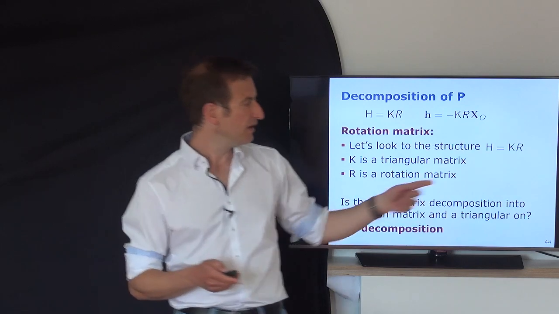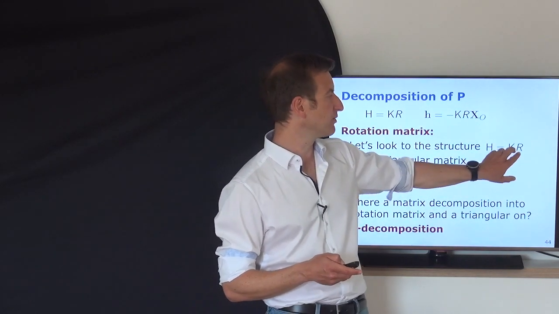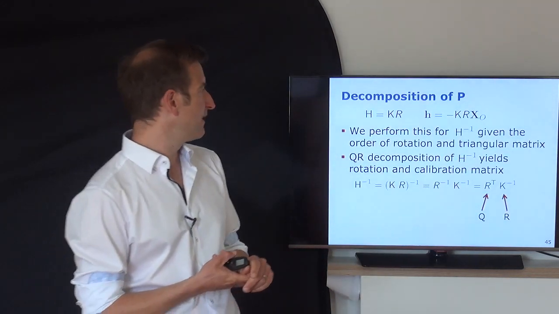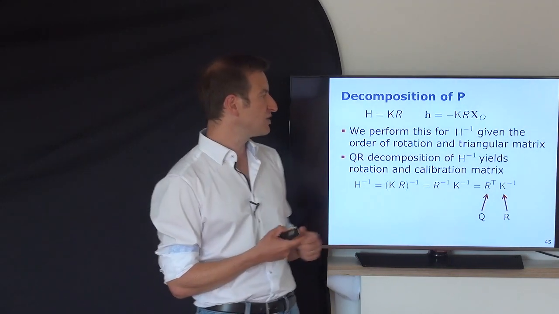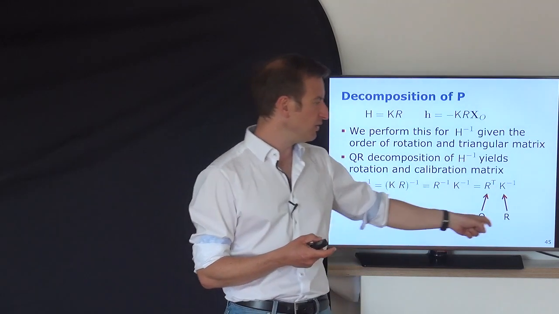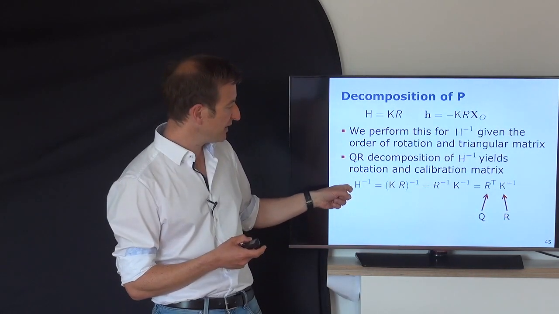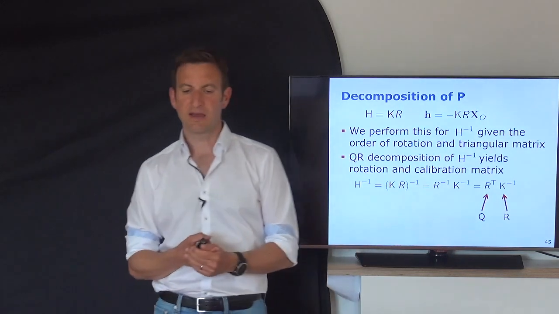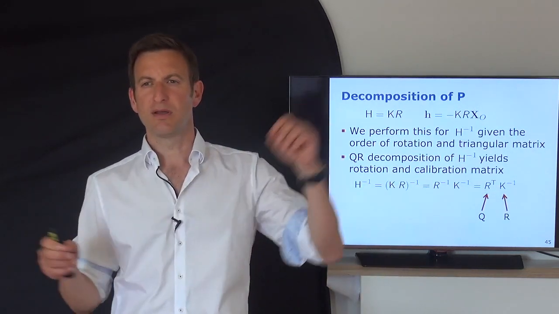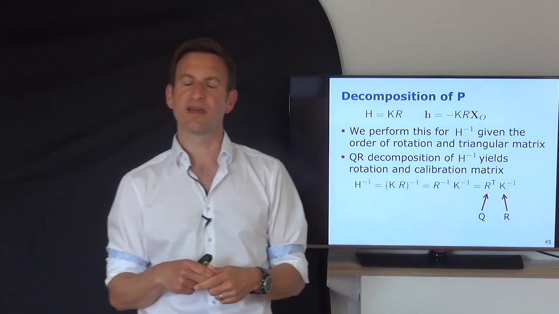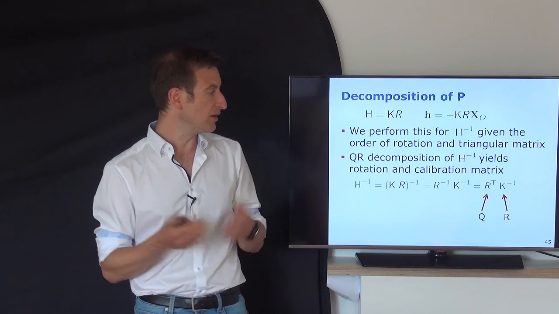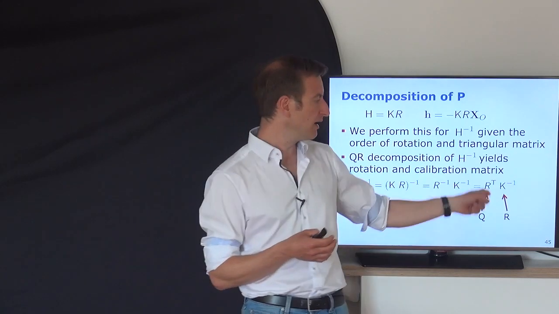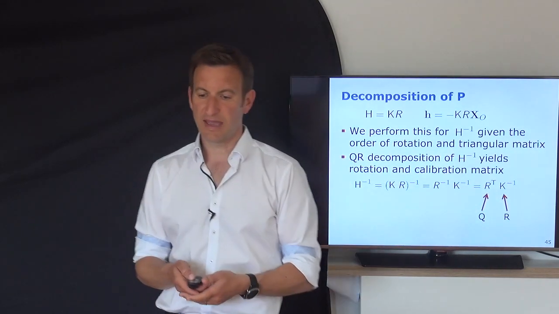So what we need to do is we simply invert H, because through the inversion, those two matrices swap around and we do everything on the inverse. So we perform the QR decomposition on H inverse, which then gives us a Q and an R. Applying the QR decomposition on H inverse will give me Q and R, where Q is the rotation matrix transposed and R is the calibration matrix inverted. Remember, if you invert a matrix, it doesn't change the upper or lower triangular property, so we can do this also with K inverse. By decomposing this matrix H inverse into QR, I get the rotation matrix and the calibration matrix separated from each other.